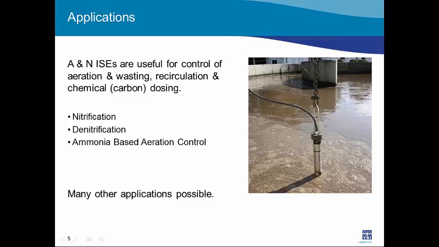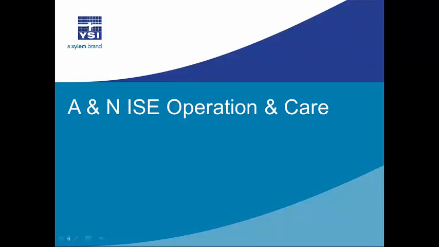Ammonia-based aeration control is a relatively new type of control that has become available, where the aeration rate is based solely on ammonia or a combination of ammonia and DO. Many other applications are possible. The ammonia and nitrate ISEs can measure very well in a number of different applications, from the influent through to the effluent of a municipal plant and even many industrial applications.